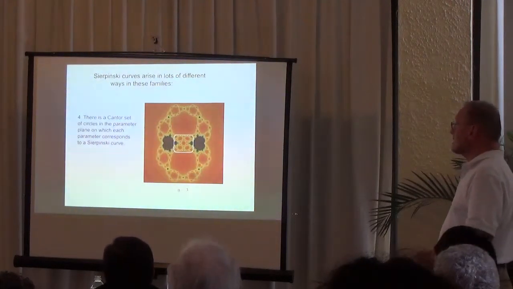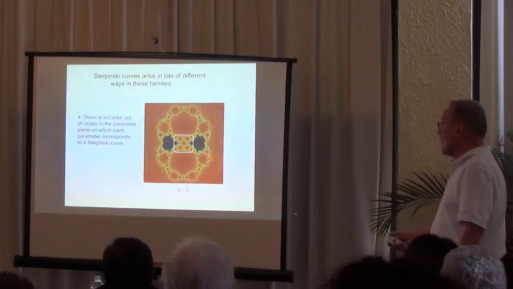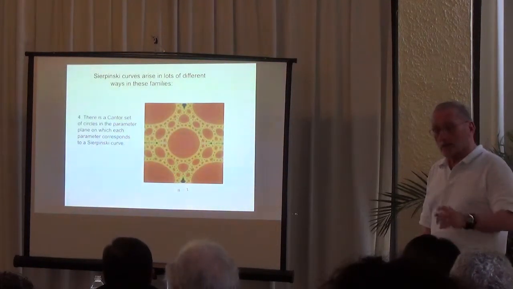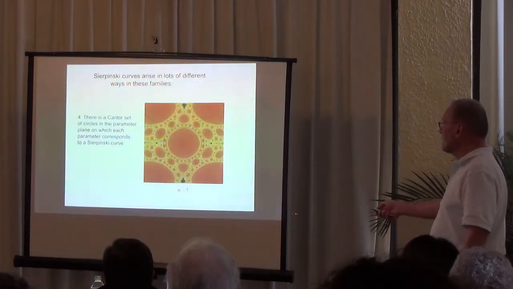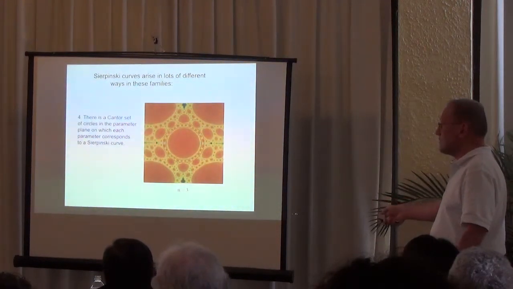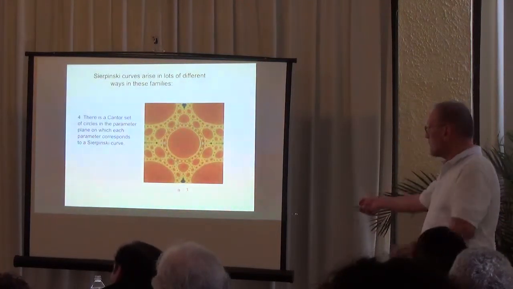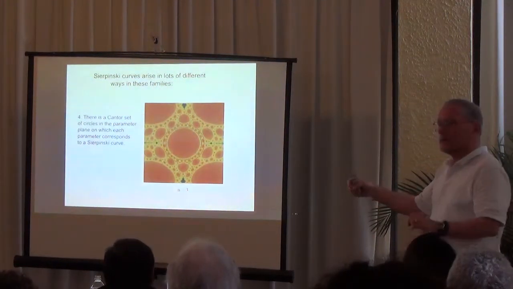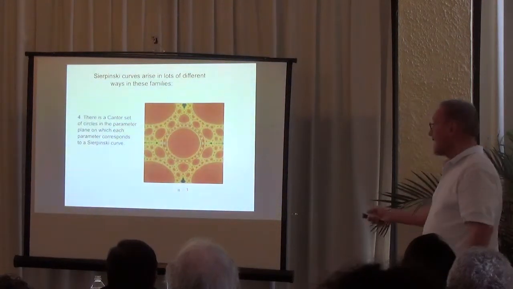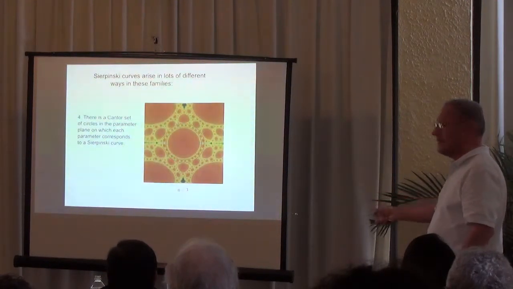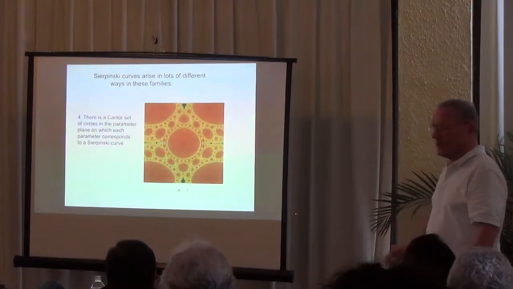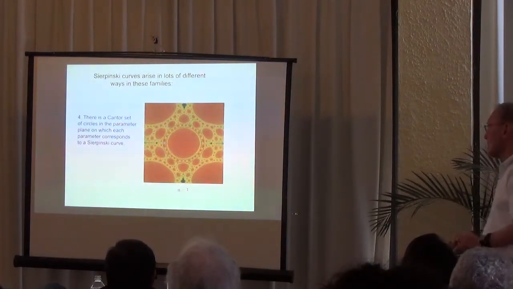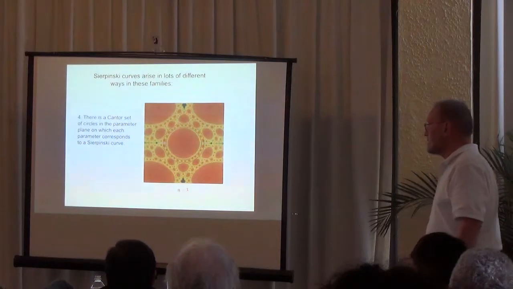And finally, there's actually a Cantor set of circles in the parameter plane on which each parameter corresponds to a Sierpinski curve. There are actually infinitely many curves here. Each curve doesn't pass through these Sierpinski holes, it's completely separate. You choose any lambda value on one of those curves, and again, the Julia set is a Sierpinski carpet. But again, only those that are symmetrically located have the same dynamics. So you have a continuum of dynamically different Sierpinski curves. All sorts of ways that these Sierpinski curves arise in these families.